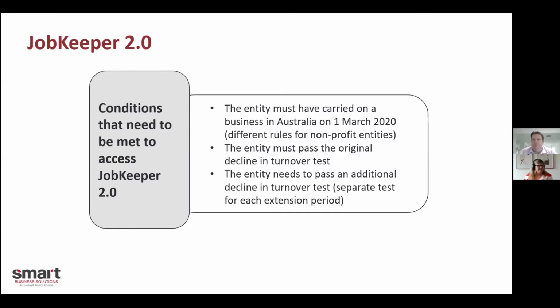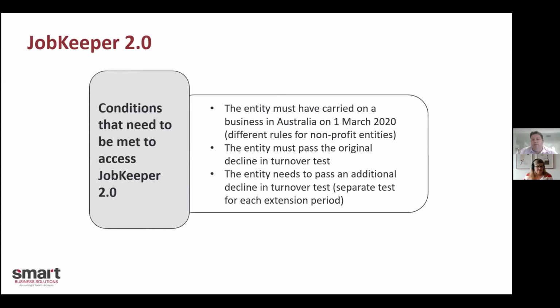So as I mentioned before, the first part of JobKeeper 2.0, which encompasses JobKeeper payments relating to the 28th of September through to the 3rd of January, the entity must be able to show that the current GST turnover for the September 2020 quarter has dropped by the required amount in comparison with the GST turnover for the September 2019 quarter. So that's the basic test to meet that first half of JobKeeper 2.0.